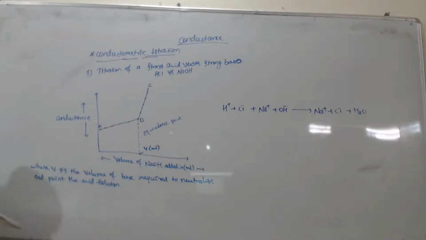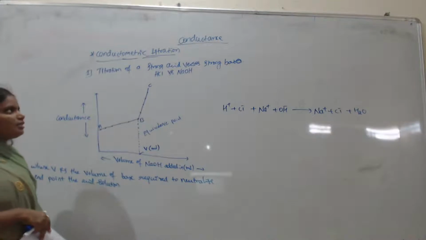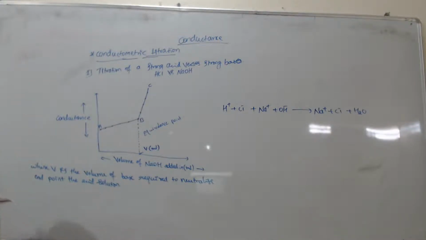Here is the conductometric titration of strong acid versus strong base. Suppose you take a solution of HCl, hydrochloric acid, which is to be titrated against sodium hydroxide solution. The conductance of the acid solution is noted initially, as well as after successive additions of small amounts of sodium hydroxide solution.